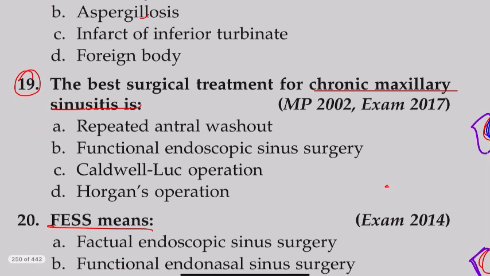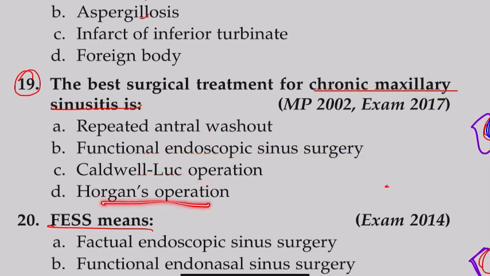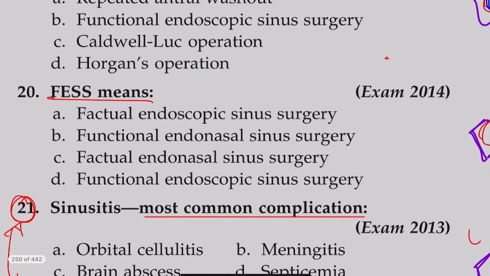The best surgical treatment for chronic maxillary sinusitis is, what is the best surgical treatment? We know that the best treatment is FESS, functional endoscopic sinus surgery, right? In a patient of chronic sinusitis not responding to medical management, the treatment of choice is FESS, right? Now the Caldwell-Luc operation and antral wash, these are no longer done for treatment of chronic maxillary sinusitis. And talking about Moure's operation, it is a combination of Caldwell-Luc and external ethmoidectomy, right? Now it has become obsolete, it is not used nowadays. FESS means functional endoscopic sinus surgery.